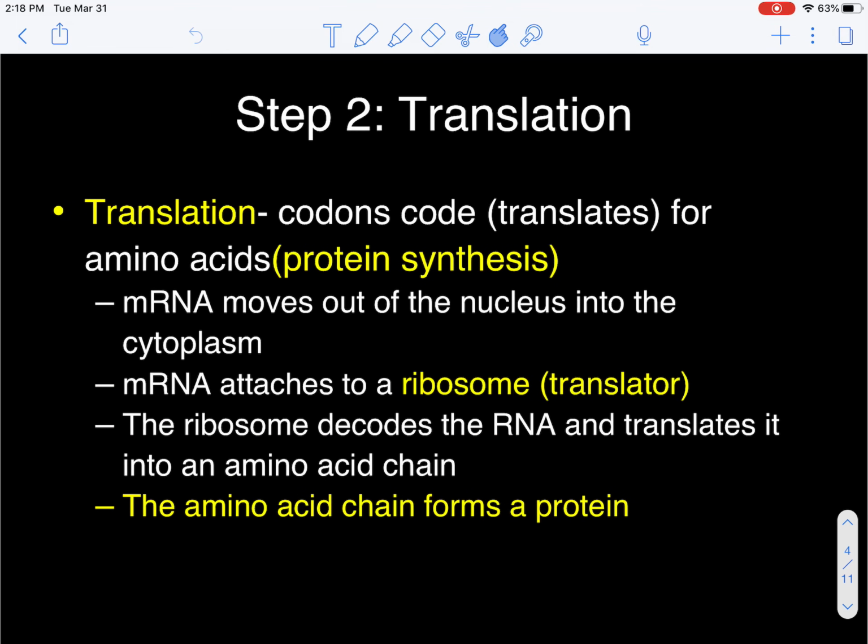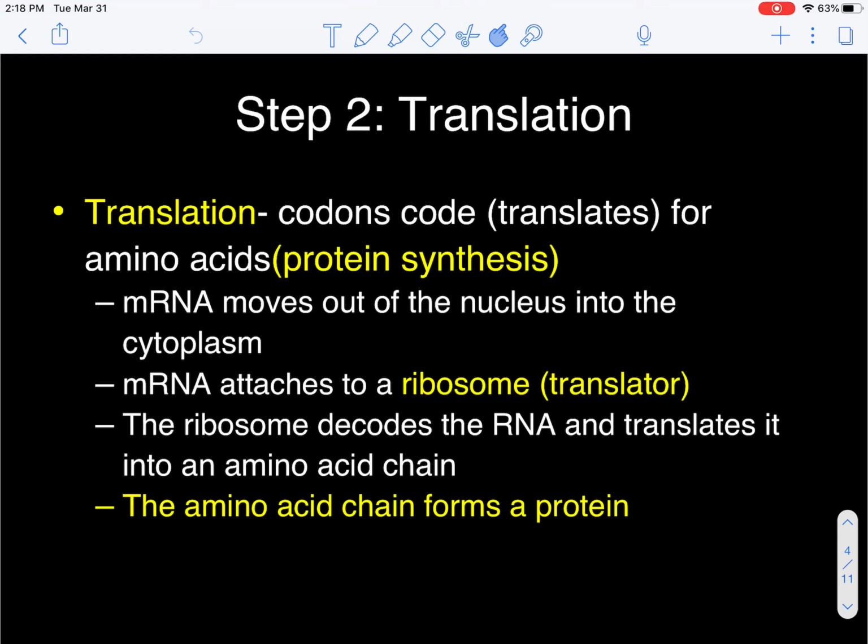Step two is the translation part. So the translation part is that the codons code or translate for amino acids. This is what happens for protein synthesis. So the mRNA is going to move out of the nucleus into the cytoplasm. The messenger RNA is going to attach itself to a ribosome, which is the translator.